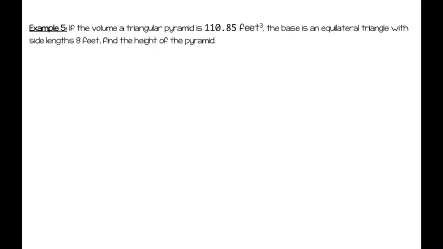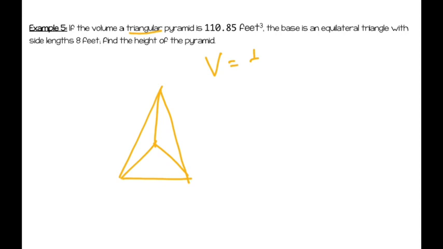Okay, example number 5. We've got another one where you're given the volume of a triangular pyramid. So what that means, it means that the base is a triangle, and then you've got the pyramid like that. So the volume, which is 1/3 the area of the base times the height, is 110.85 cubic feet. The base is an equilateral triangle. That's important to know because otherwise I'm going to have some trouble finding what I need. So equilateral triangle, so think about what you know about an equilateral triangle. The side lengths are 8 feet. So I'm going to draw just the triangle here.